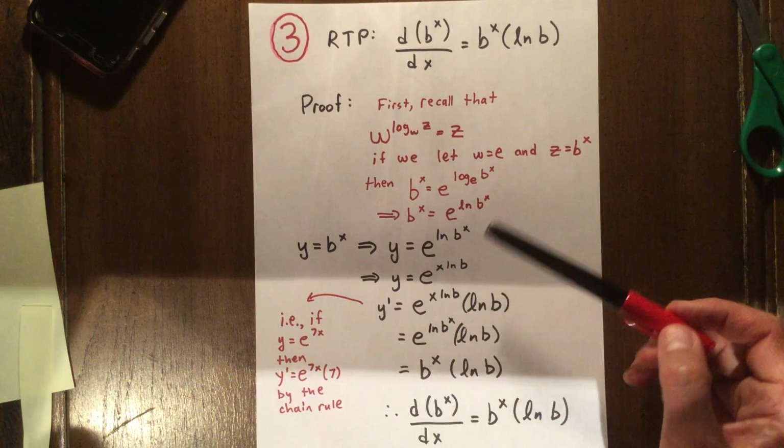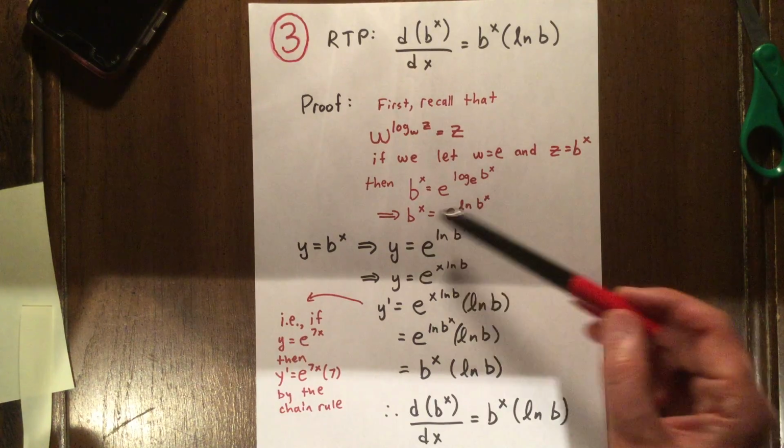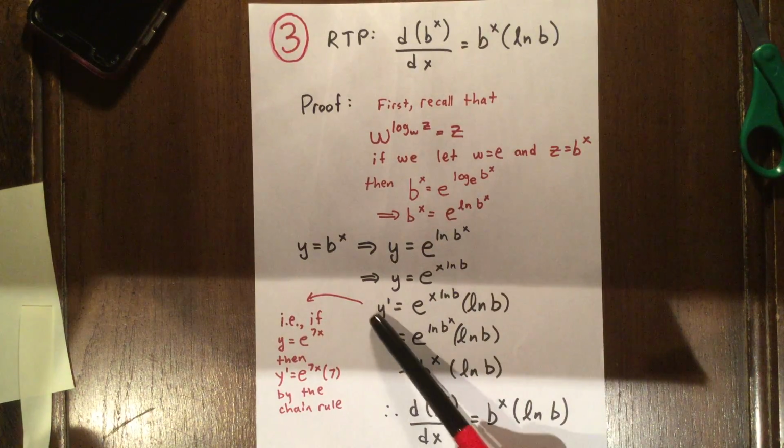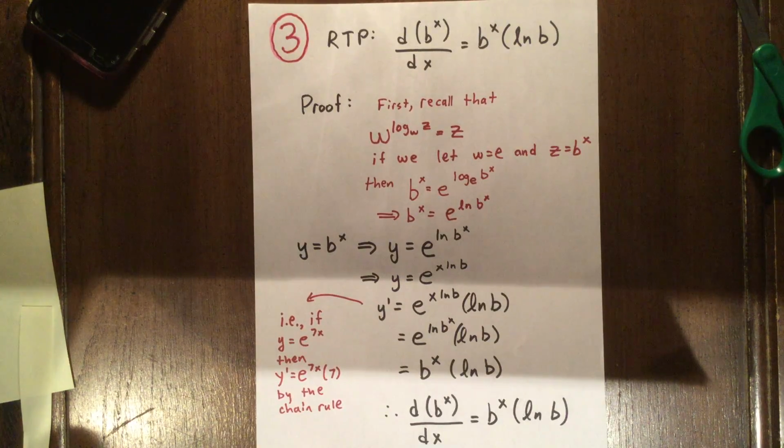And based on this whole conversation we had here, e to the ln of b to the x is the same as b to the x. So we can substitute that in, and we have y prime is b to the x ln b. So in other words, the derivative of b to the x with respect to x is b to the x ln b.